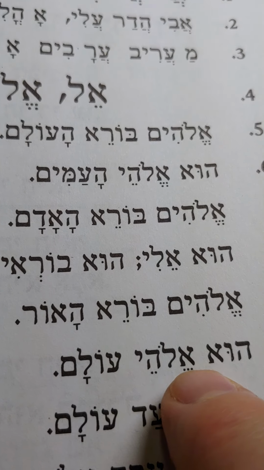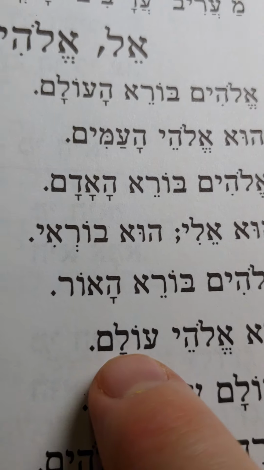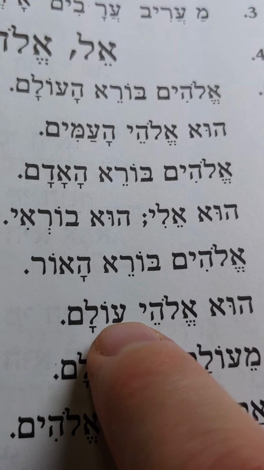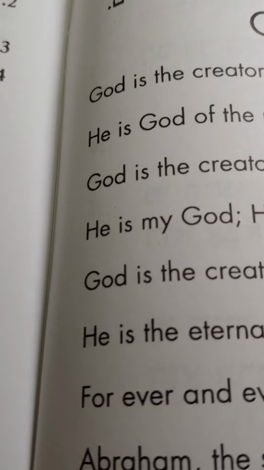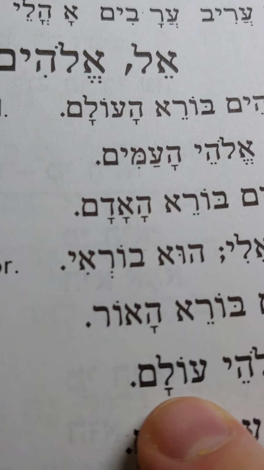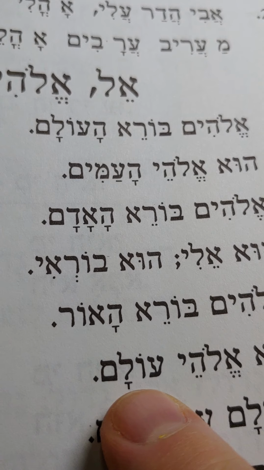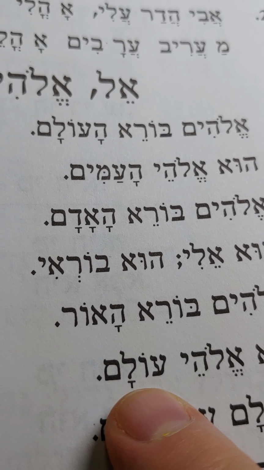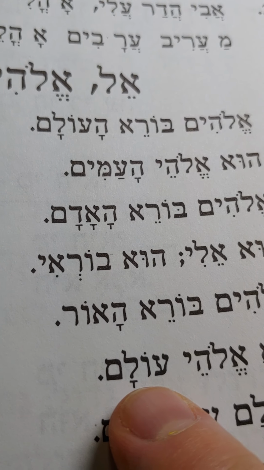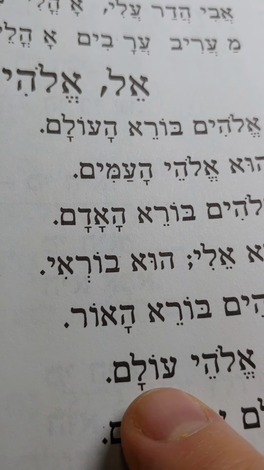Line 10. Hu Elohei Olam. With me, Hu Elohei Olam. He is the God of the world. He is the eternal. This is a very important point. Olam means eternity, or infinity, in terms of space or time. In other words, something that never ends, eternal.